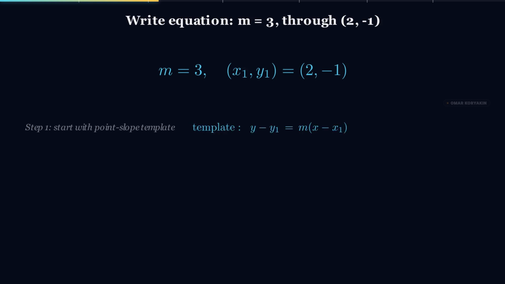Step 1. Identify the parameters. The slope is m equals 3. The anchor point is x1 equals 2 and y1 equals -1. The two parameters together specify the line completely.